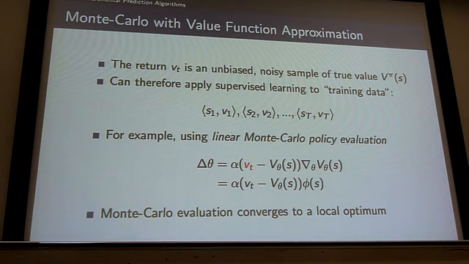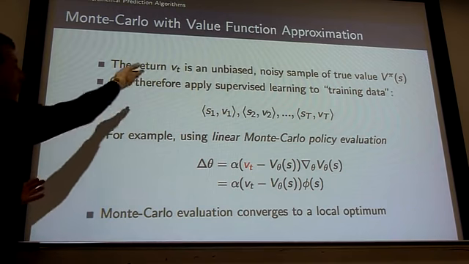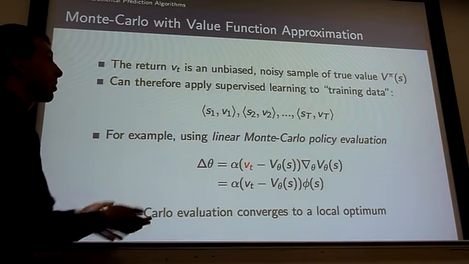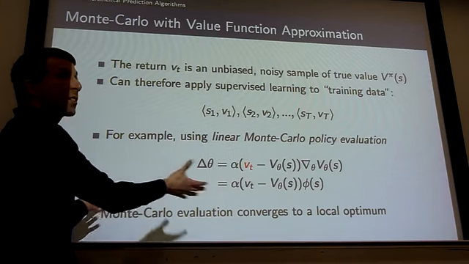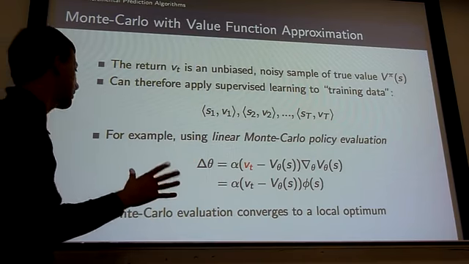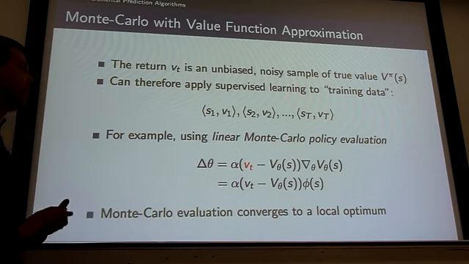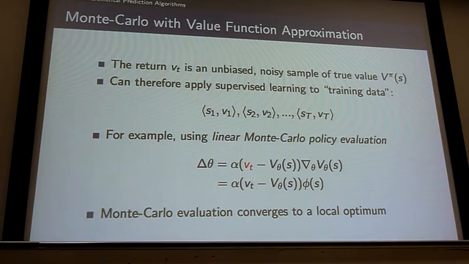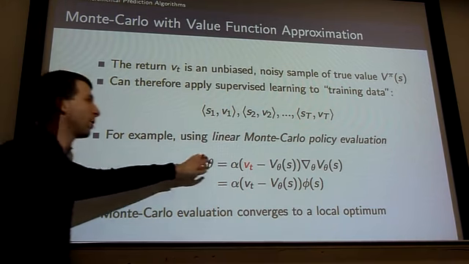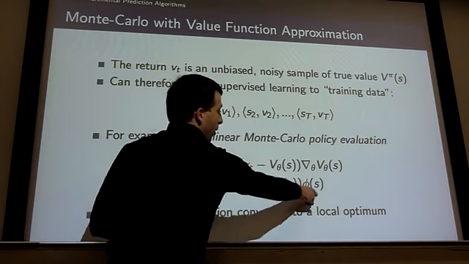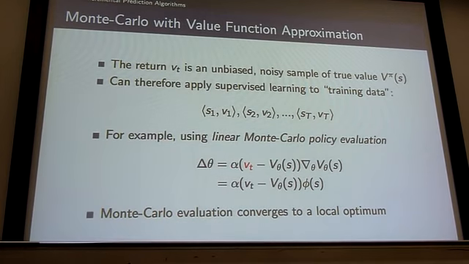So you might guess that because this is unbiased and it's a noisy sample, and because we're just doing linear regression, this has to work. This is pure gradient descent. So Monte Carlo evaluation, this linear Monte Carlo policy evaluation, really does converge to a local optimum for a general function approximator and a global optimum for our linear case.